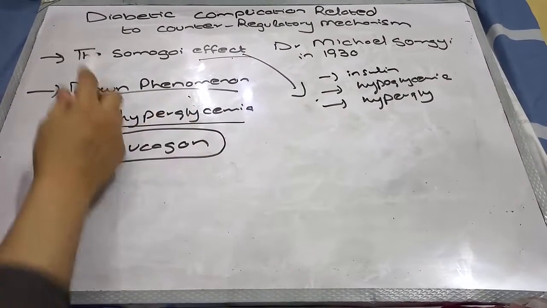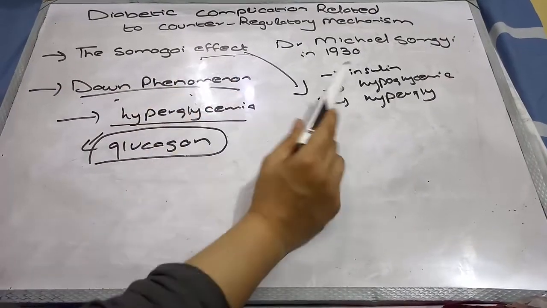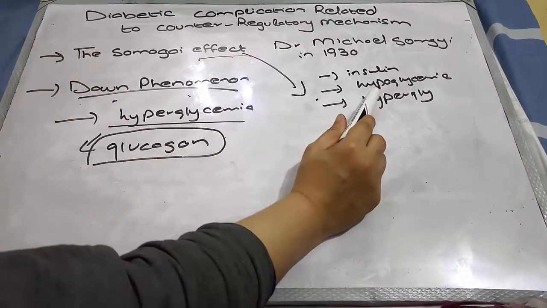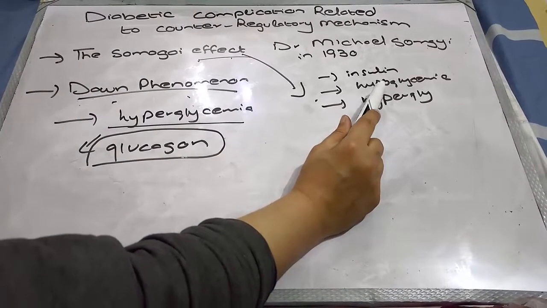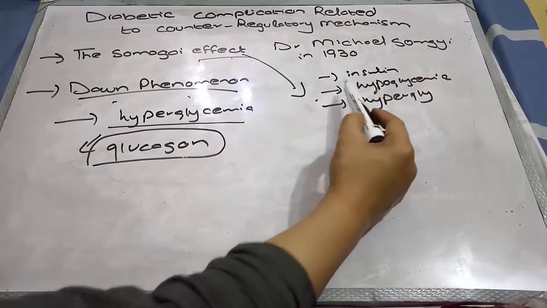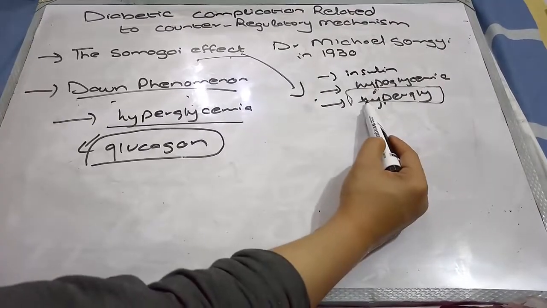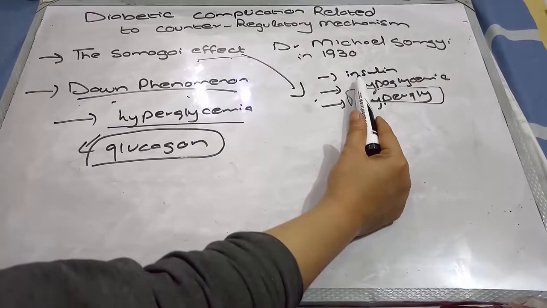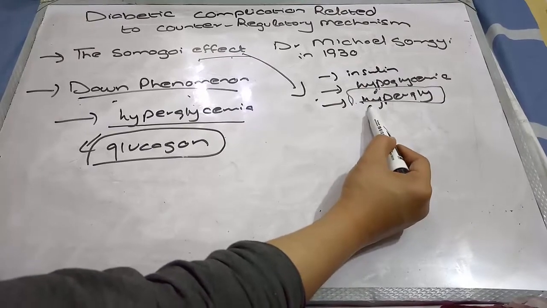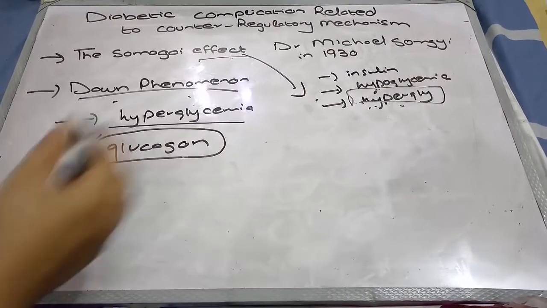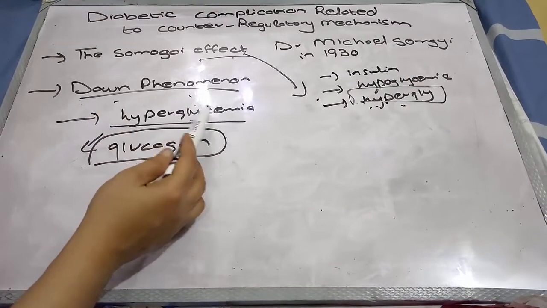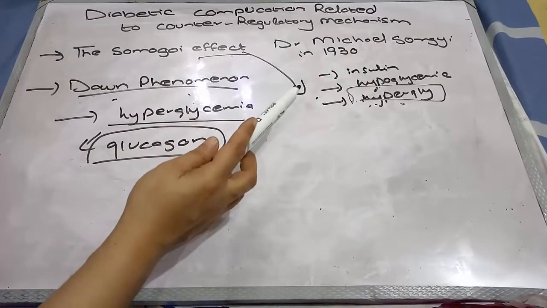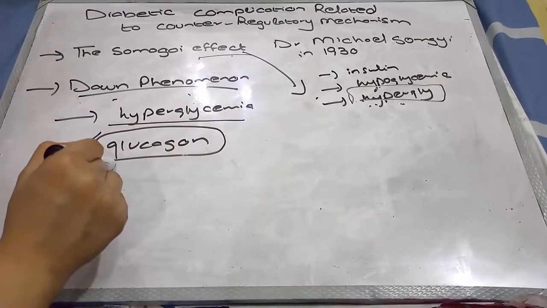Whereas in the Somogyi effect, those patients are given insulin in the evening, and that insulin causes hypoglycemia. When we check the blood glucose level the next early morning, they have hyperglycemia due to the insulin-induced hypoglycemia in the evening. As a result, they have a counter effect in the early morning, which is hyperglycemia. Whereas in the Dawn phenomenon, the high blood glucose level is not related to the insulin effect, but to the glucagon effect.